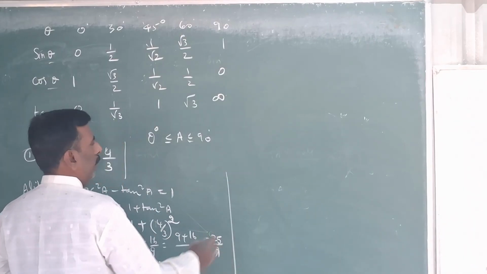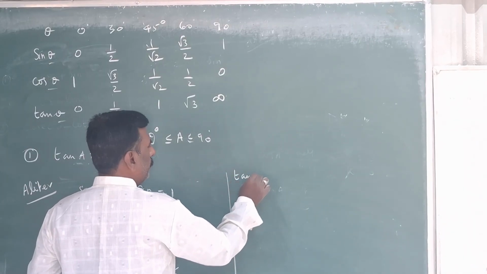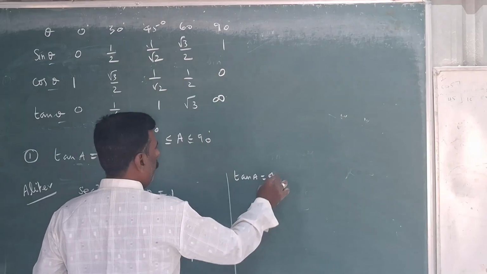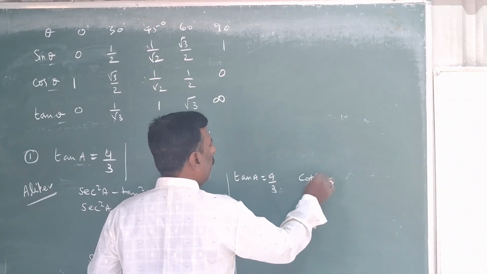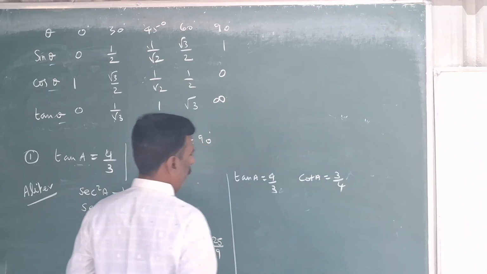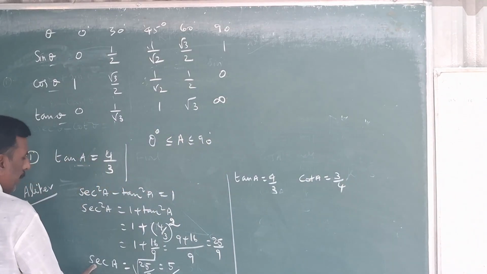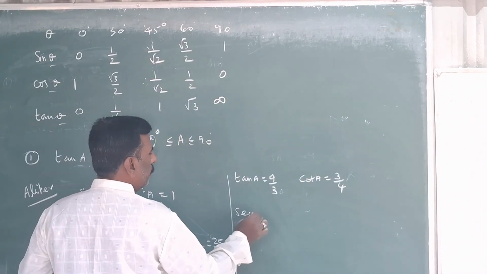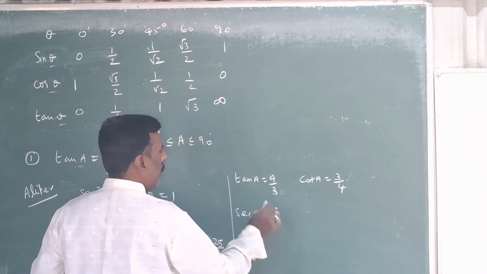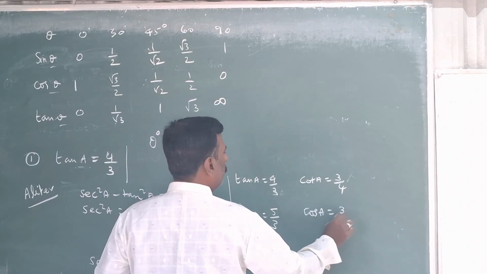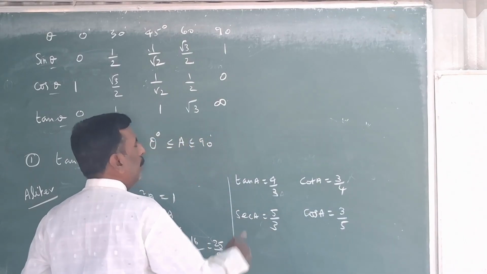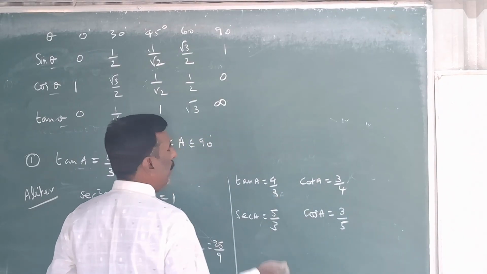Now tan A equal to 4 by 3, and the reciprocal is cot A equal to 3 by 4. Now we have secant A equal to 5 by 3 and its reciprocal is cos A, which is equal to 3 by 5. We found 4 ratios, remaining only 2.